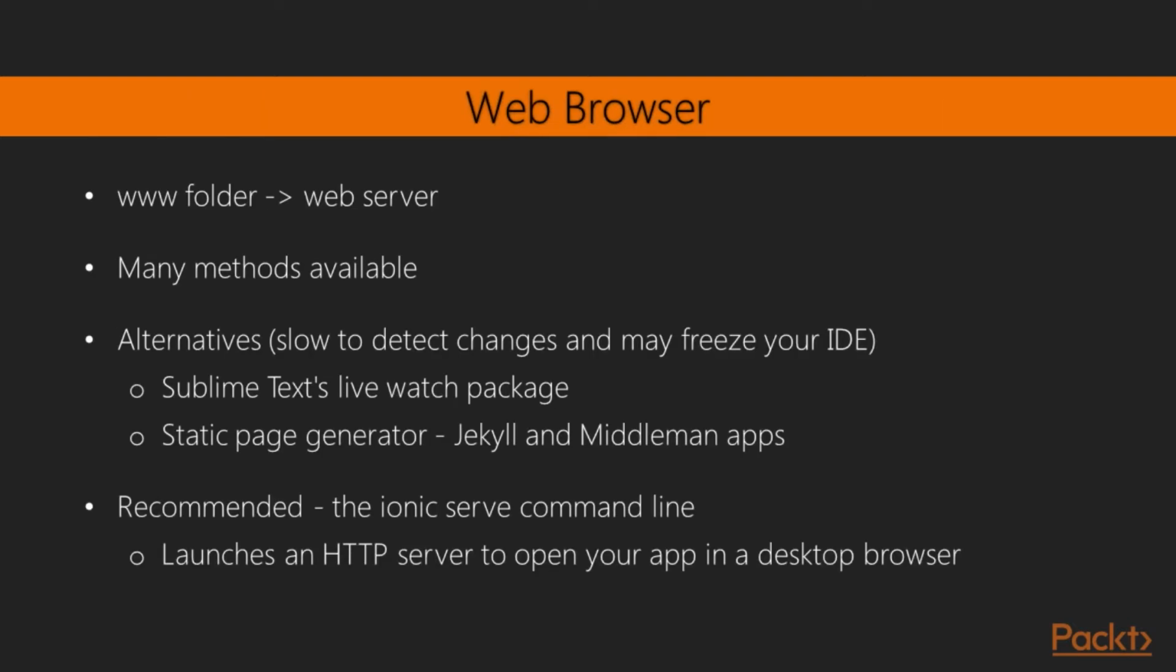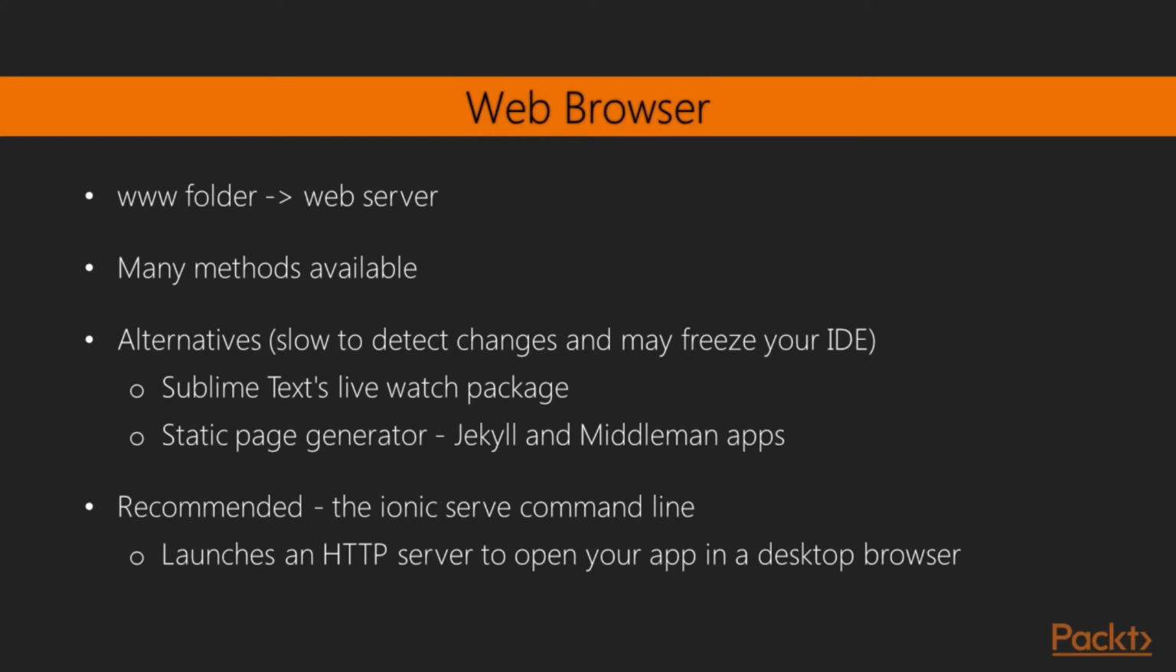In order to run the web app, you need to turn your www folder into a web server. Again, there are many methods to do this, and people tend to stick with one or two ways to keep things simple. A few other options are unreliable, such as Sublime Text's Live Watch package or Static Page Generator, for example the Jekyll and Middleman apps. They're slow to detect changes and may freeze your IDE, so those won't be mentioned here.